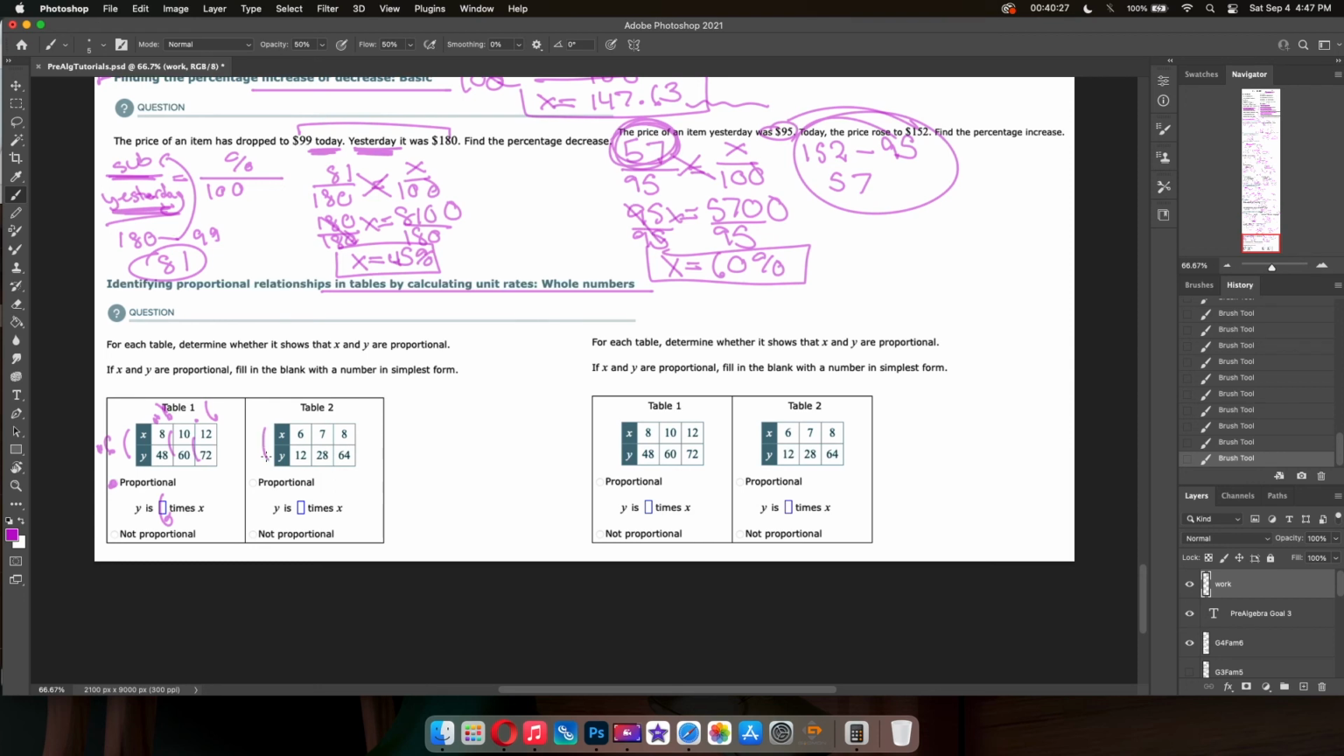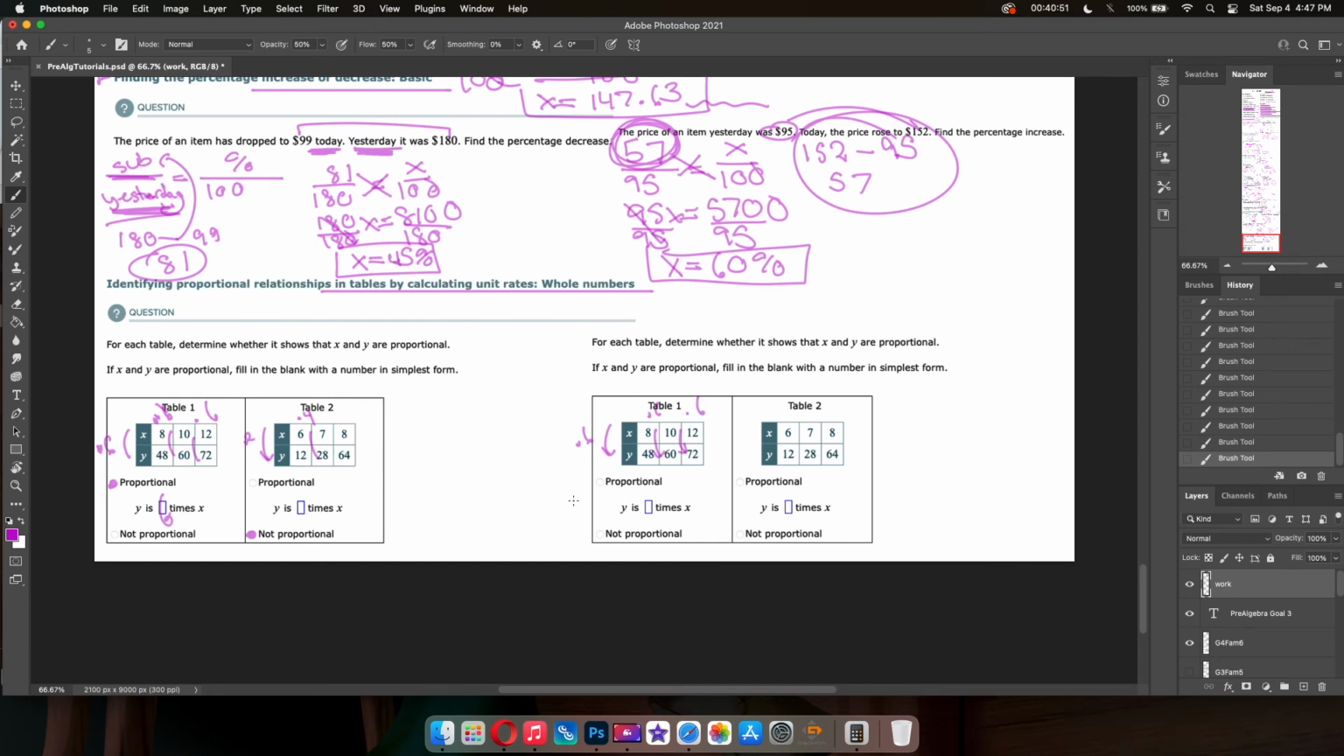For this one, 6 goes into 12, that's times 2. 7 goes into 28 times 4, and I can stop right there. They're not the same number, ergo this is not proportional. Next, new problem. 8 goes into 48, that's times 6. 10 times 60 is times 6. 12 times 72 is times 6.